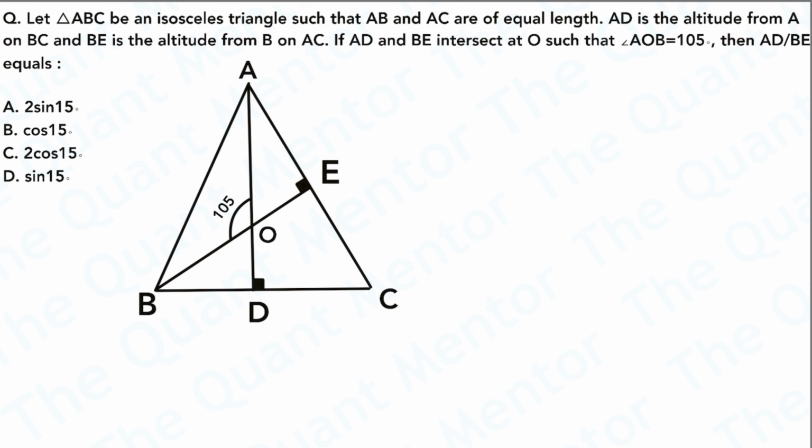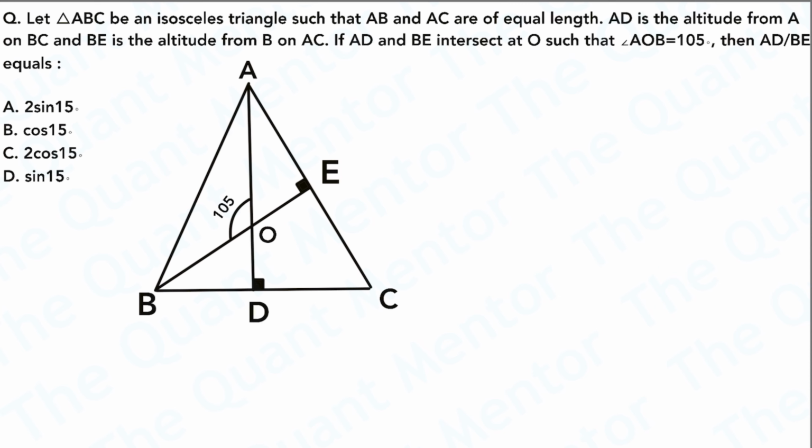Alright, so the situation is explained in the diagram here. Let triangle ABC be an isosceles triangle such that AB and AC are of equal length. AD is the altitude from A on BC. So AD, this is your altitude from A on BC. Similarly, BE is the altitude from B on AC. So this is BE, your altitude.